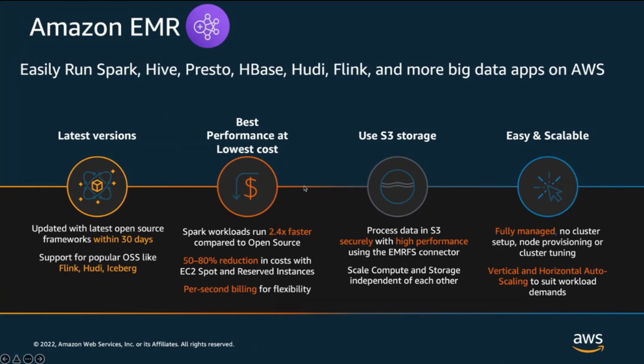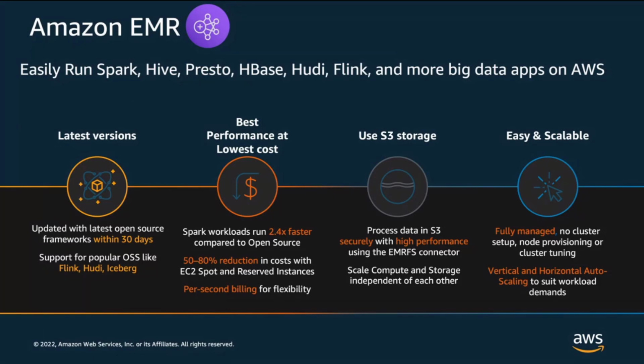The second thing is that you get the best performance in EMR. You can run your workload 2.4x faster as compared to other open source. You also have a couple of options, like reserved instances and spot instances, and you can reduce the cost by 50 to 80%. Whatever workload you are running, you pay for that, so it's per-second billing flexibility as well.